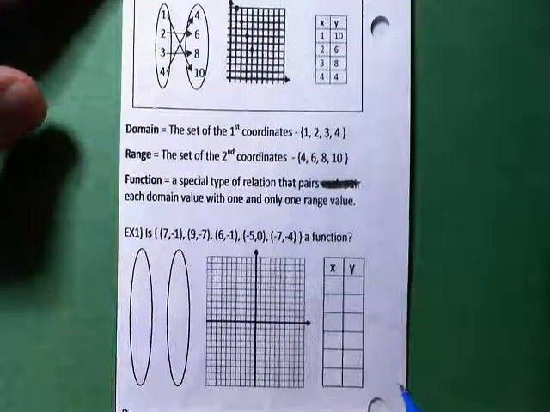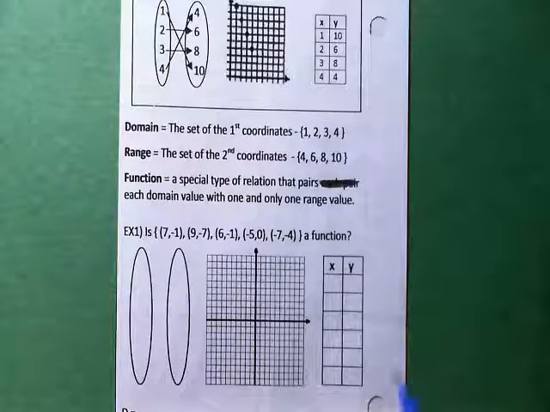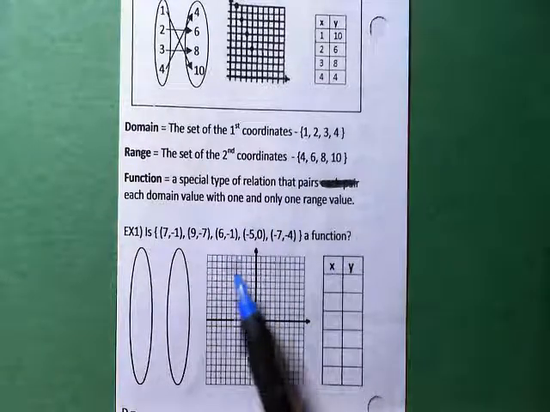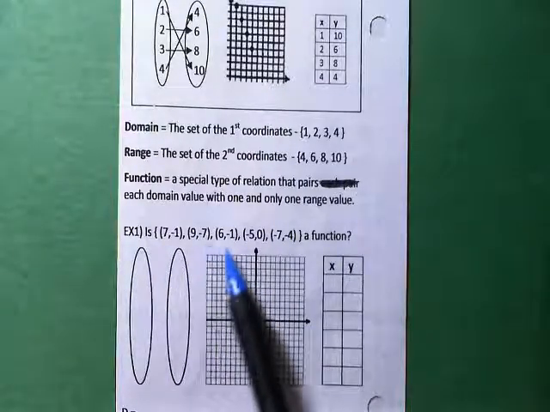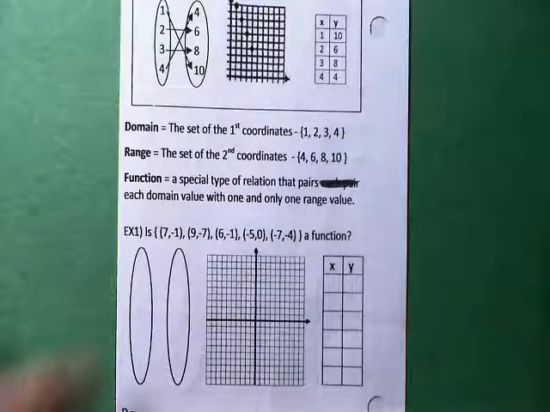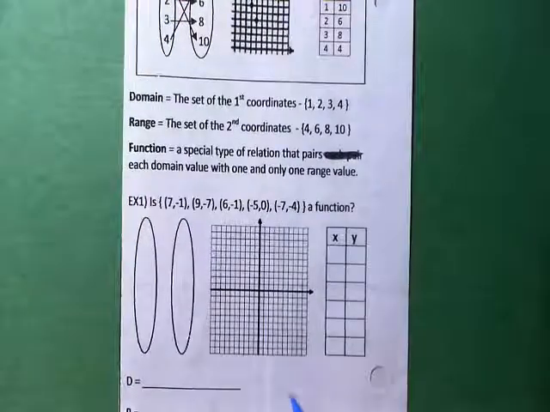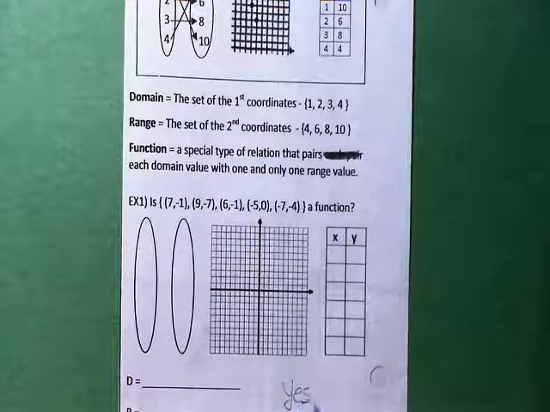So let's look at example number 1. Example number 1 is asking, is this set of ordered pairs a function? If you notice, the x values don't repeat. So we can say, yes, it is a function because the x values don't repeat.